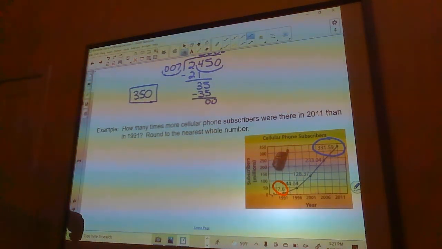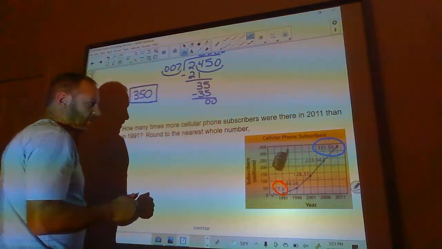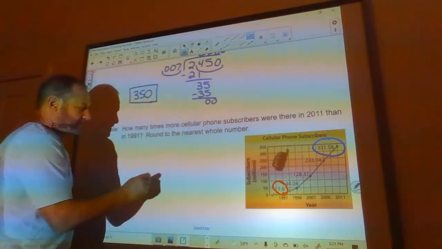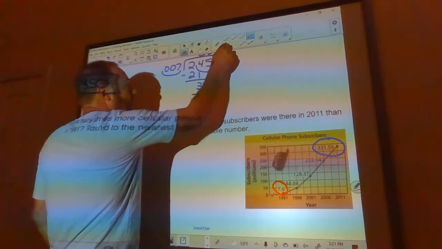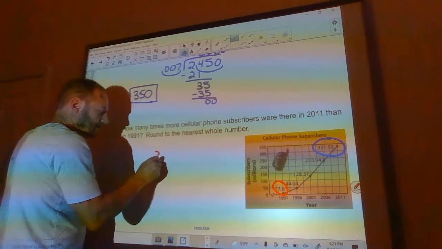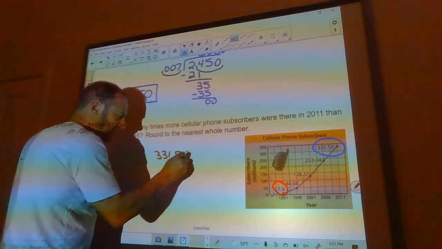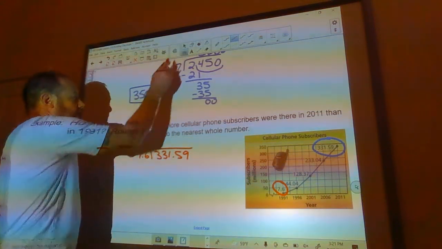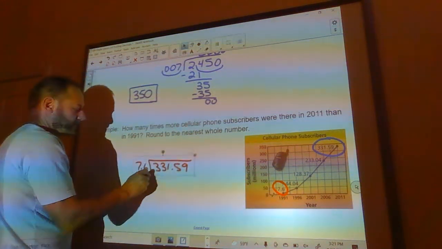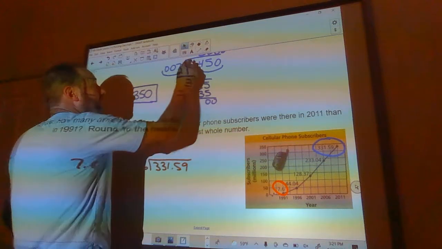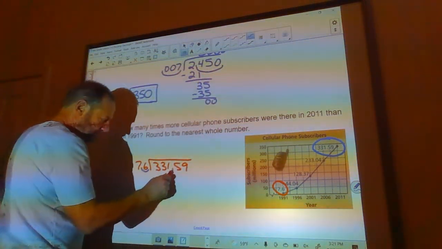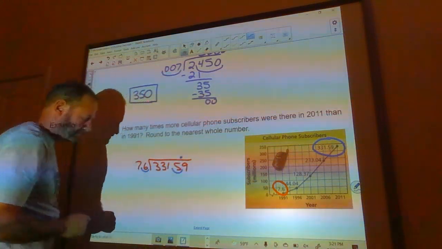So, here's the thing. I want to know how many times more there is than this up here. So I'm going to take 331.59 and I'm going to divide that by 7.6. Okay, so I need to move the decimal 1 place. Leave that up there.